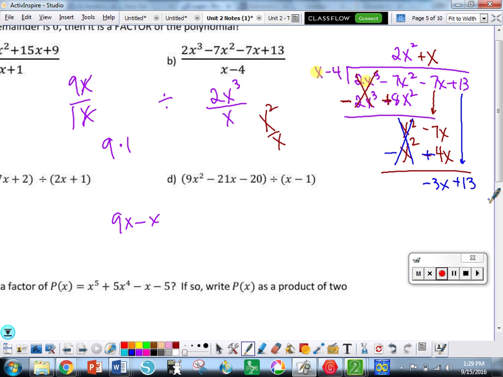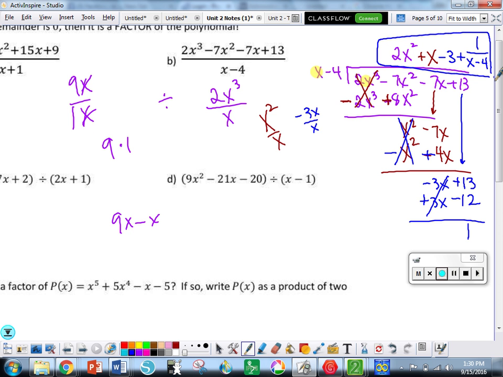Yeah. Okay, so let's divide. Negative 3x divided by x is what? Minus 3. Multiply negative 3 times x is minus 3x. Negative 3 times the negative 4 is a positive 12. Right? When we change the sign, I've got a plus and a minus. The 3x's cancel. Remainder 1. And then what do we do with that remainder 1? It's going to be 1 over what? Minus 4.